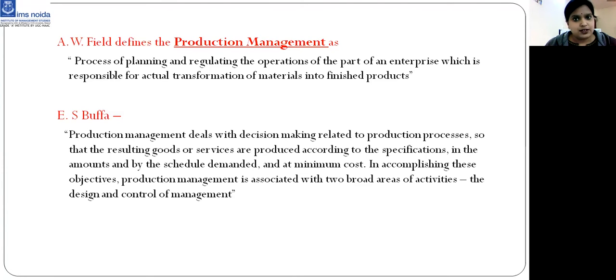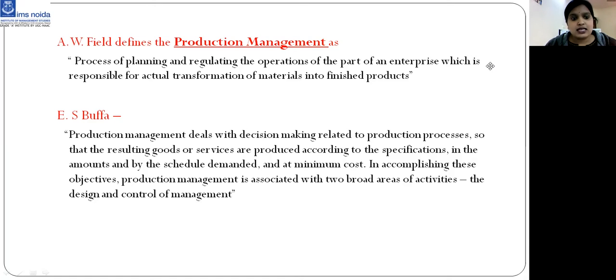Further, a proper definition of production management given by A.W. Field is, it is a process of planning and regulating the operations of the part of an enterprise which is responsible for actual transformation of materials into finished goods. According to E.S. Buffa, production management deals with decision-making related to production processes so that the resulting goods or services are produced according to the specifications in the amounts and by the schedule demanded at a minimum cost.